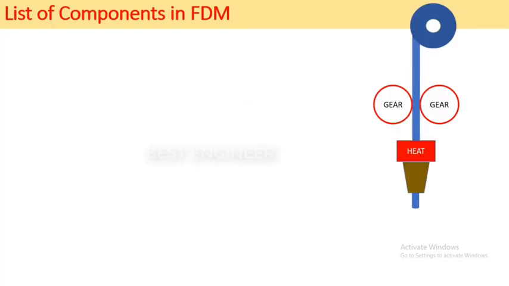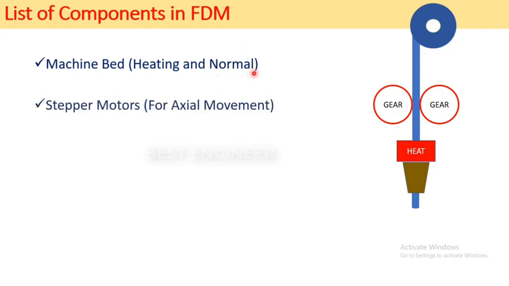Next, the list of components in FDM technology. List of major components. Machine bed. There are two types of bed, heated bed and normal bed. The heated bed can be used to fabricate components from ABS and ULTEM materials, and the normal bed can be used for making components from PLA material. Stepper motor. These stepper motors are used to make axial movement of the bed and extruder. In some machines, the bed will move in X and Y direction. In some machines, the extruder setup will move in X and Y direction.